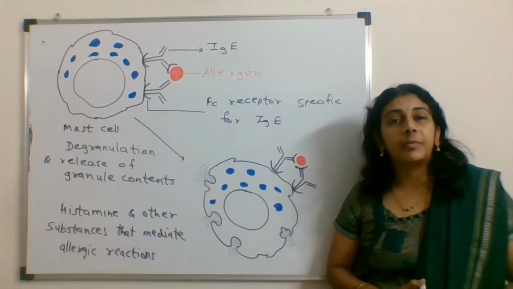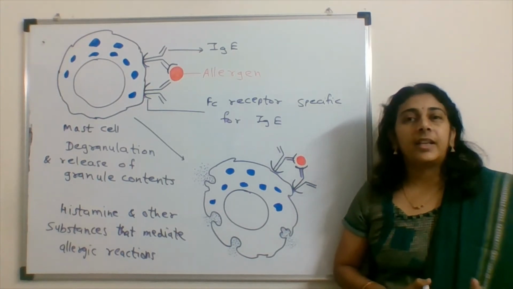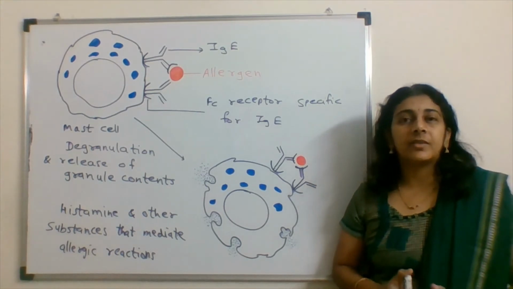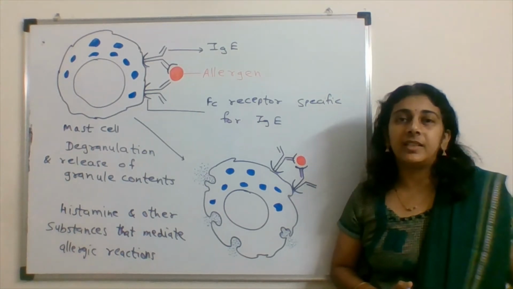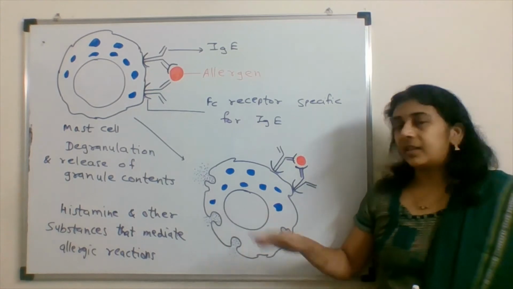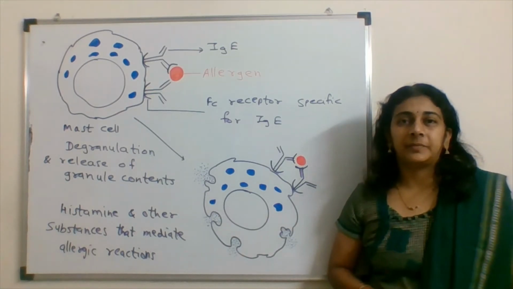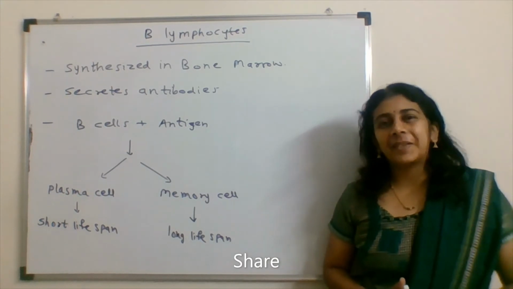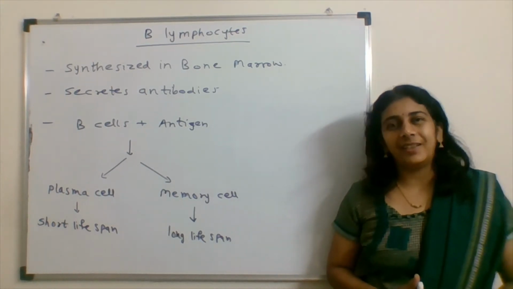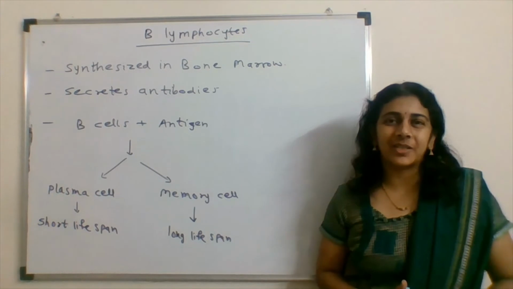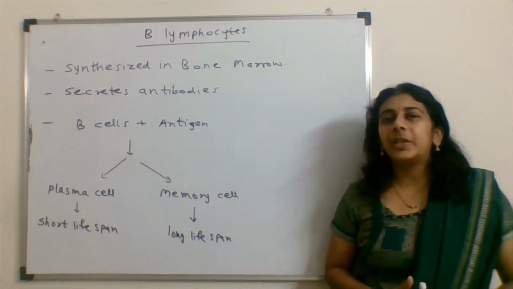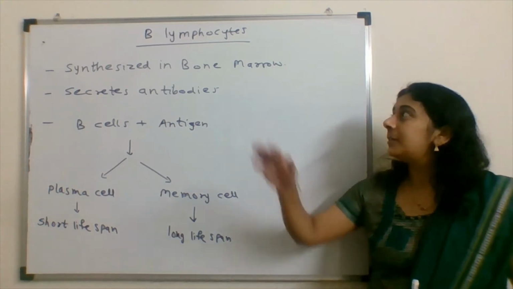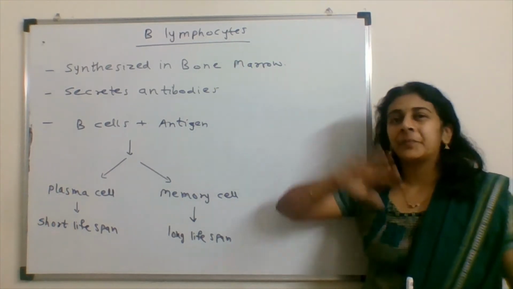This develops symptoms of allergies like hay fever, asthma, and hives. So these are the symptoms of allergies which develop after the release of histamine. So mast cells secrete histamine and are involved in the development of allergic reactions. Now going through the other options given in the question, starting with B lymphocytes.